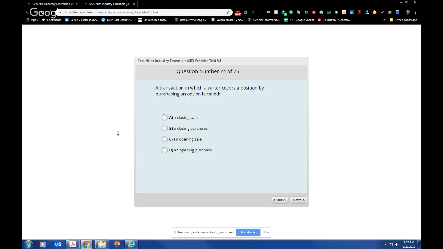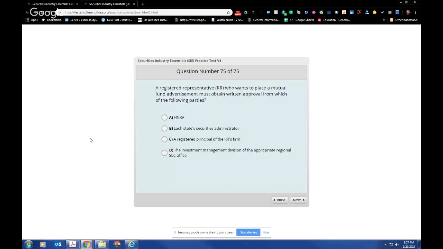A transaction in which a writer, so writer means I sold it. So writer means it's an opening sale. I sold it, and then I bought the option back. So I always follow an opening sale with a closing purchase. Opening sale, closing purchase. If I have an opening purchase, I follow it with a closing sale. I almost clicked the wrong one. There's going to be a closing purchase.